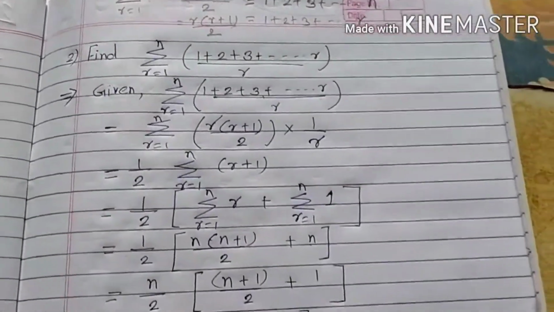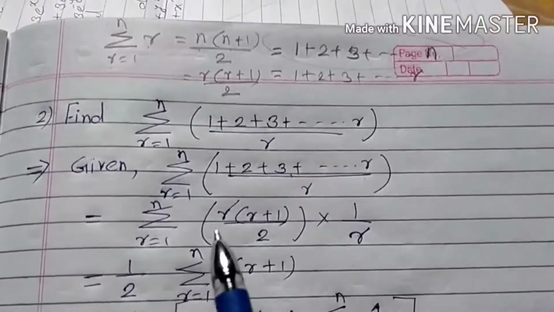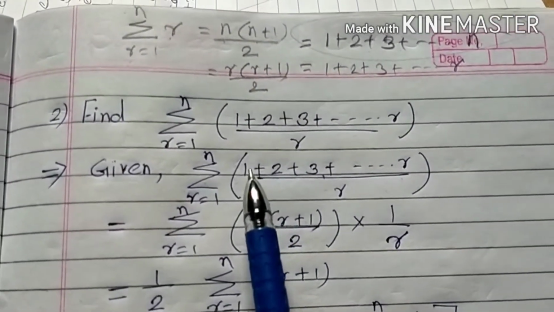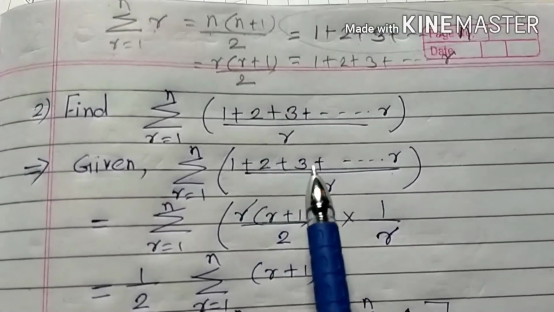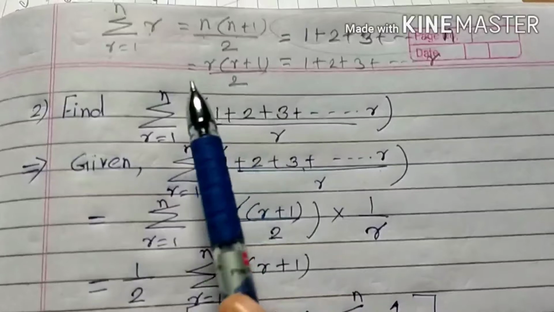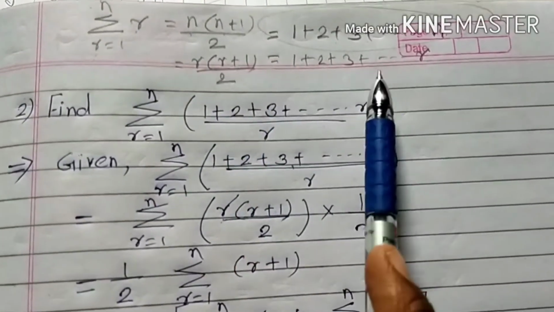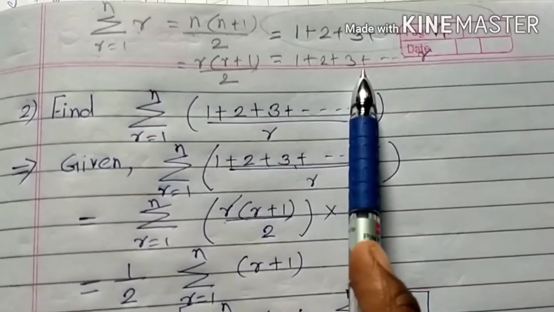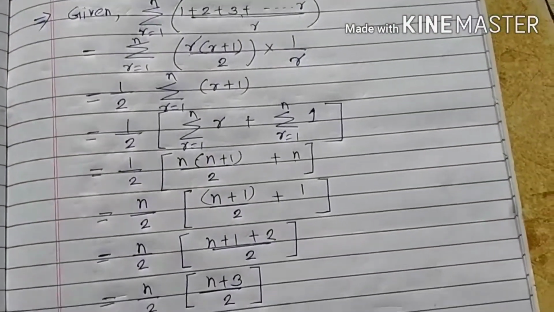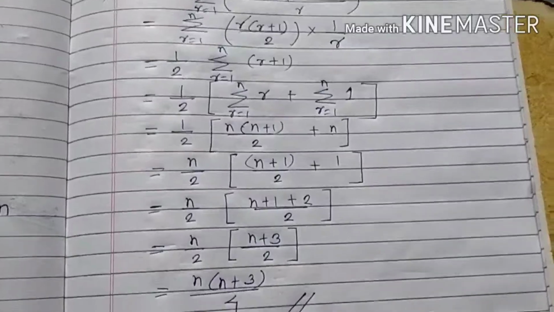It is very easy to solve, but there is one problem. Here we know that the formula for 1 plus 2 plus 3 plus and so on up to r is r(r plus 1) upon 2. So here I am showing that you can observe it, then you can solve it. So it is very easy to solve. Now next problem.